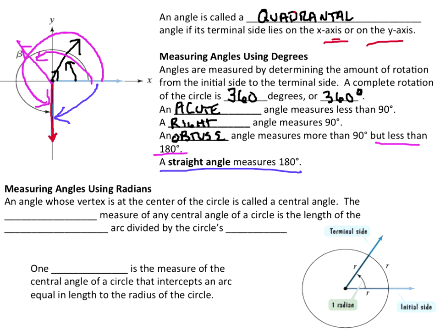And then of course a straight angle is considered 180 degrees because it's just a line. If it weren't for the endpoint of those rays meeting, you wouldn't even know that it was an angle. You would think it was a line.